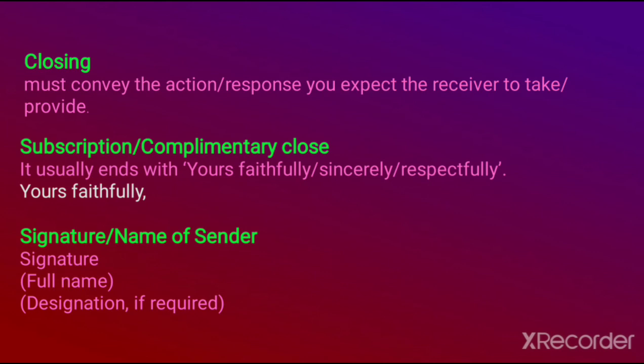Signature or name of the sender. This comes only after the subscription and includes both the signature and name of the sender, unlike an informal or personal letter. You should put your signature first and then write your full name with your designation, if any, within brackets under the signature. Example, Yours faithfully. Under that, you have to put the signature and write your full name, and then mention your designation.